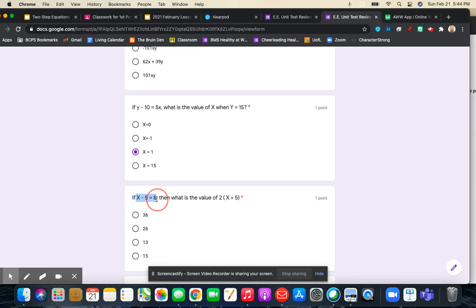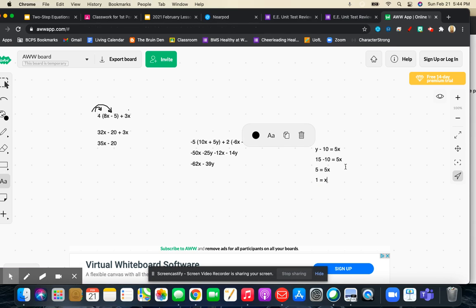Make sure you have positive 1 and not negative 1, which is B. All right, the second one, we first need to solve for x so we can get that solution. X is being subtracted by 5. We need the opposite. We would add 5 to both sides. That equals x equals 13.